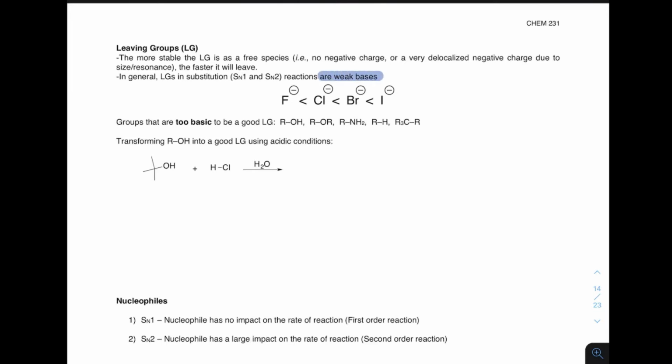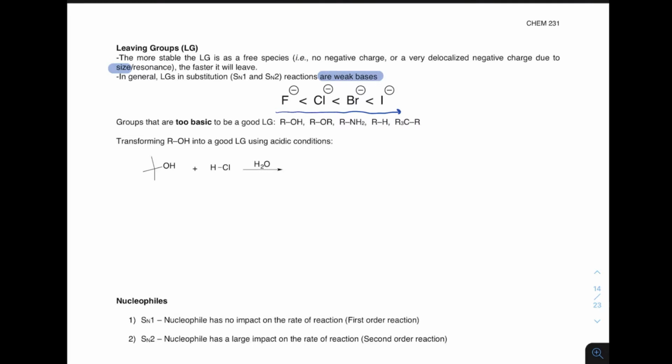What I mean by that is, looking at the list of halogens here, iodine is a much better leaving group than fluorine, because as we remember from our acid-base discussions, iodine is a much larger atom than fluorine, so it has that very delocalized negative charge due to size. Iodine is much bigger, that negative charge is much more spread out, so it is a better leaving group. And that is totally correlated with the fact that it is also a weak base.